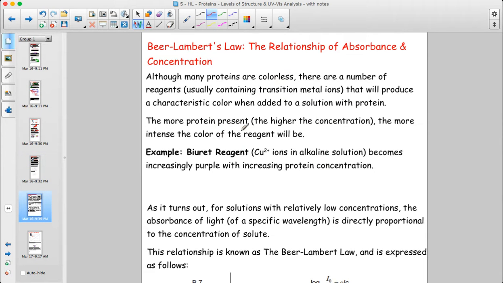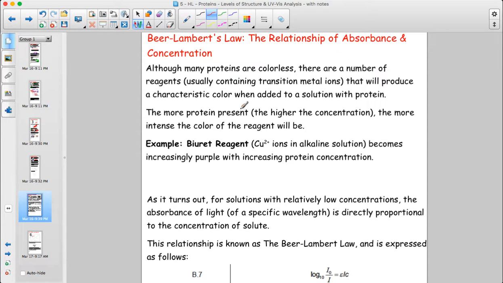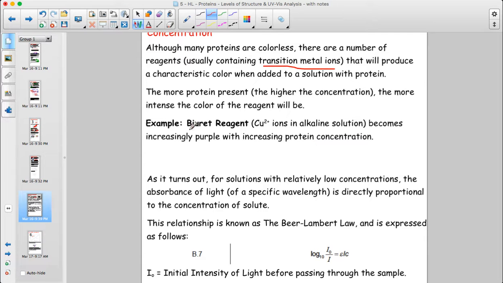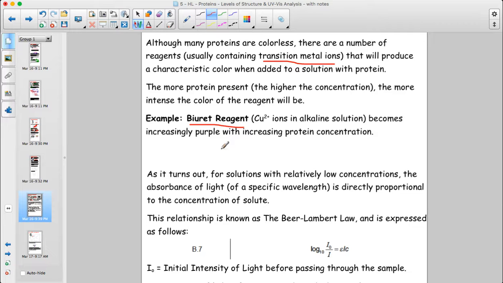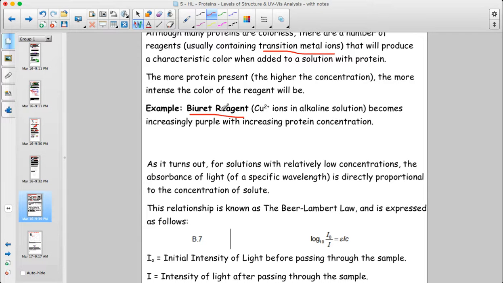Of more emphasis in the HL topic, however, is not figuring out the spectrum, but just figuring out the concentration of protein. So although proteins are colorless, there are a lot of solutions that you can add to proteins that will bind with the protein and create a color. Usually these solutions contain a transition metal ion, and so the protein ends up binding to the transition metal ion as a ligand, and that is going to change the color of the solution. So one example is this reagent, Biuret reagent, and it has copper 2 ions in an alkaline solution. And if you add protein to it, it will become more and more purple. You do not need to remember this specific reagent.